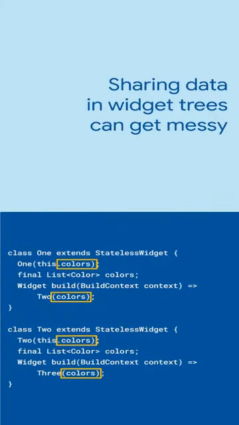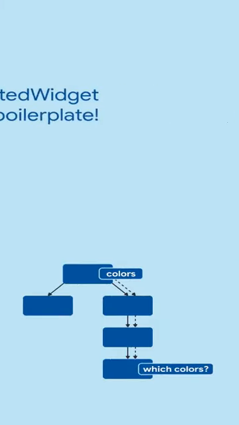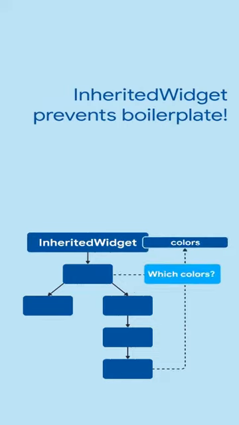Passing data from one widget to another can get messy. InheritedWidget saves you from passing data around by allowing any child widget to access that data. Just look it up whenever you need it.